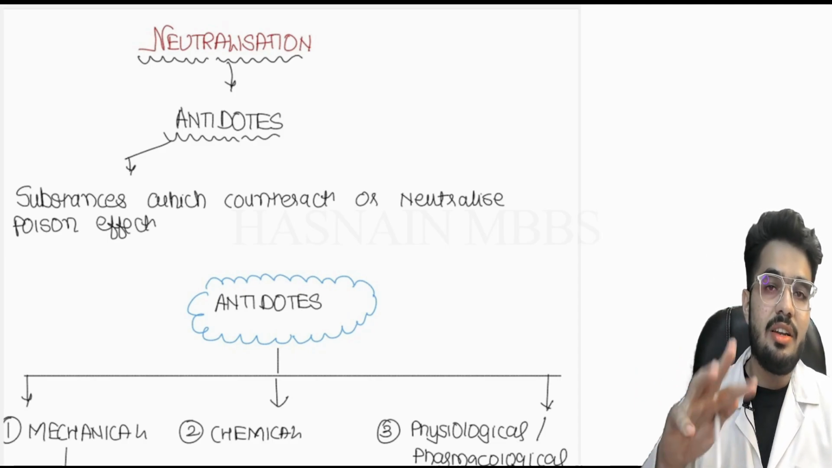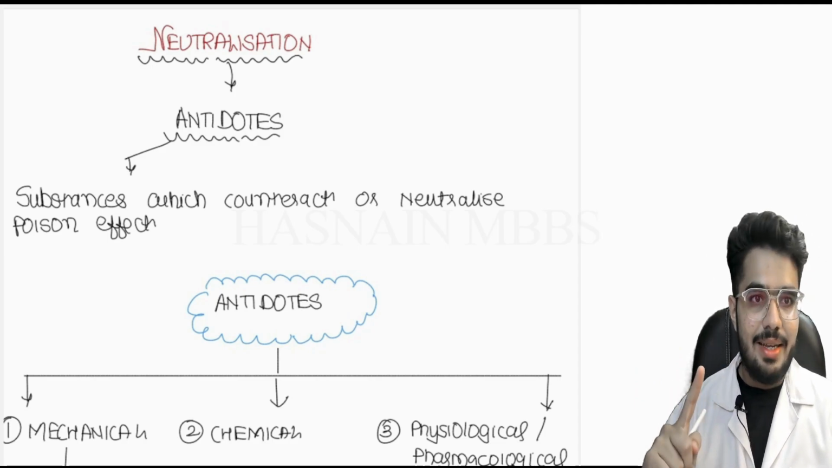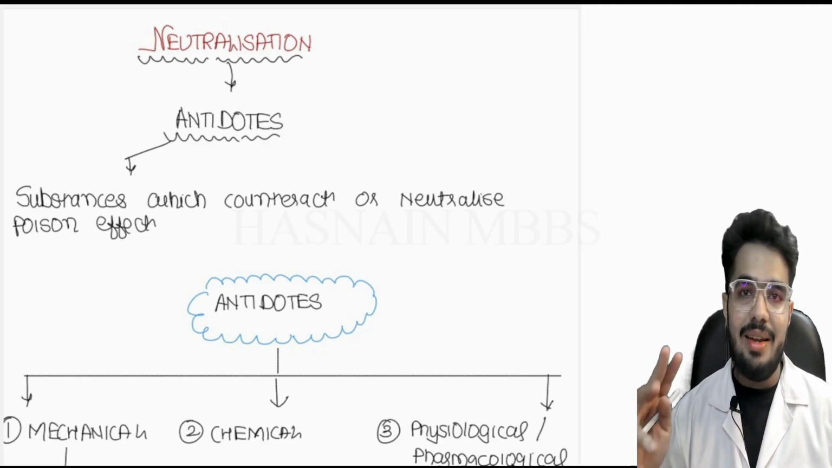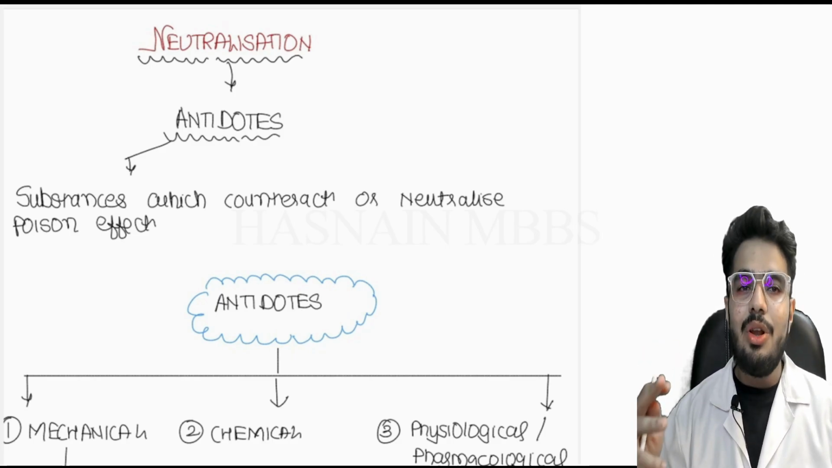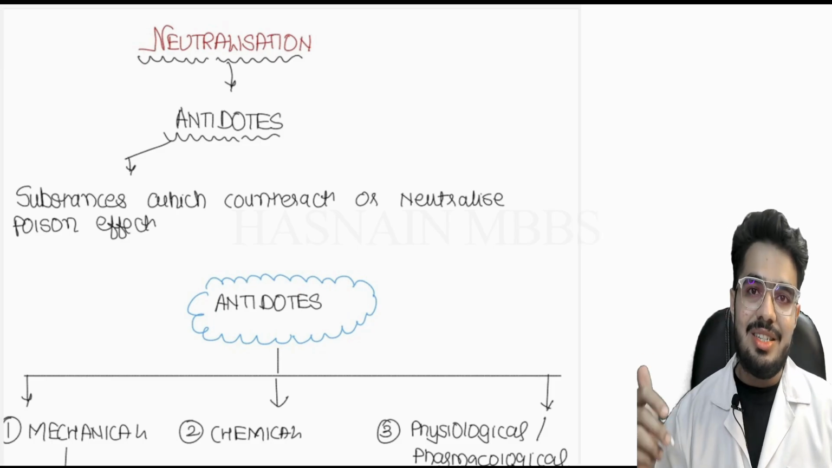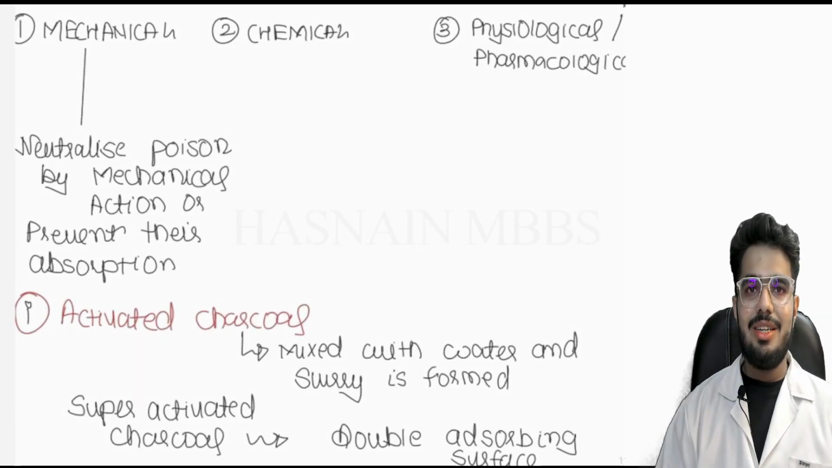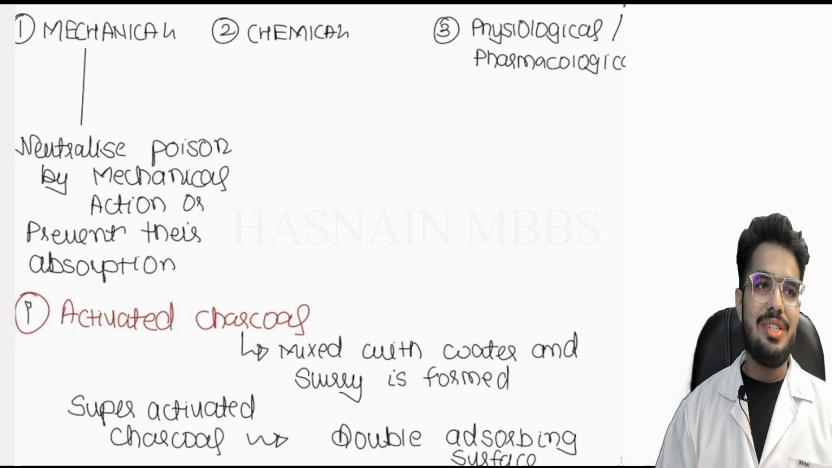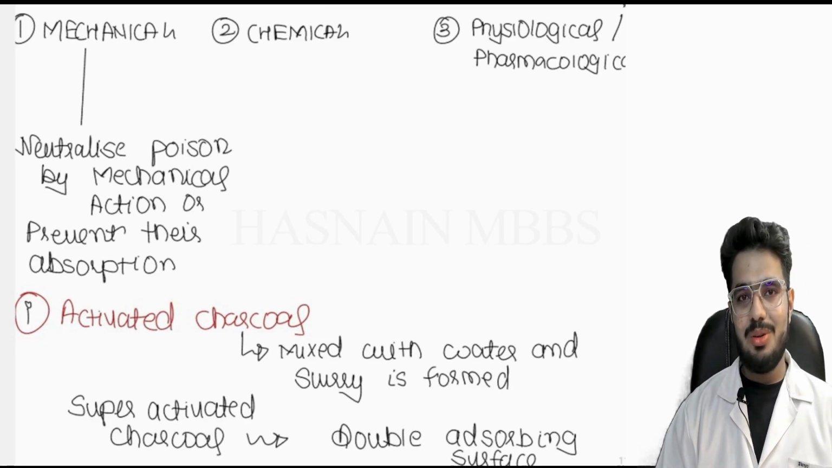Antidotes are classified into 3 categories. First is mechanical, second is chemical, and third is physiological. Physiological antidotes are also called pharmacological antidotes. We will study the mechanical antidote first. Mechanical antidotes neutralize the poison by mechanical action or prevent its absorption.